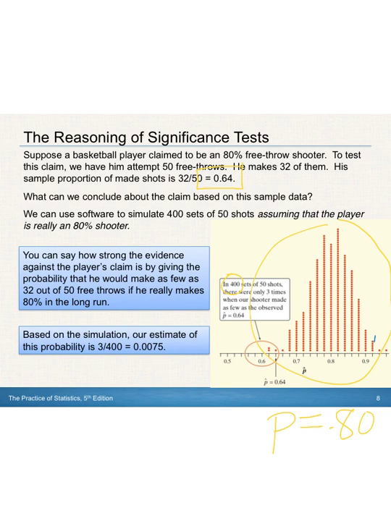by giving the probability that he would make as few as 32 out of 50 if he really makes 80% in the long run. So once again, we have created this simulation with the notion that this is what happened with 400 sets, assuming an 80%. Now, based on our simulation, it only happened 3 times that someone with an actual 80% shooting percentage would get 32 out of 50, or 64%. So there was a 3 out of 400 chance that would happen by random chance. So this, by the way, is called your p-value. We'll get to that in a second.